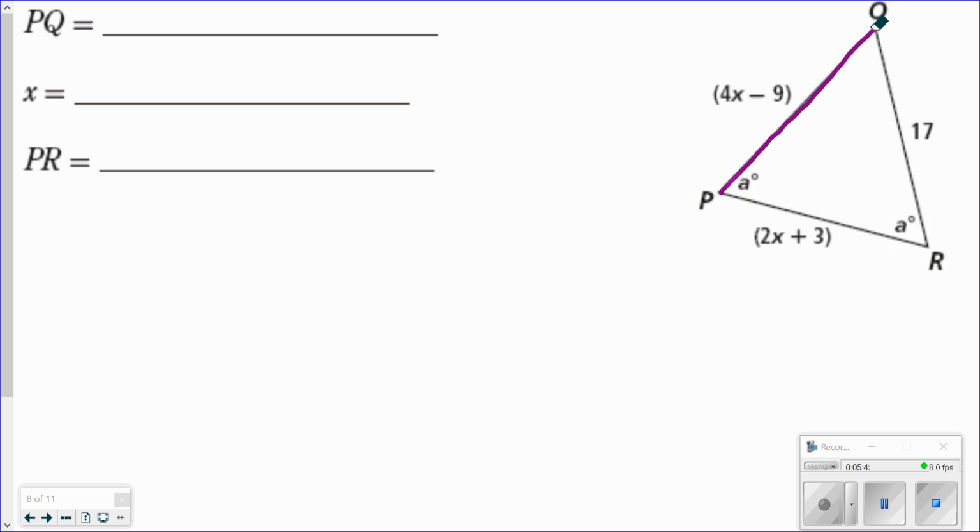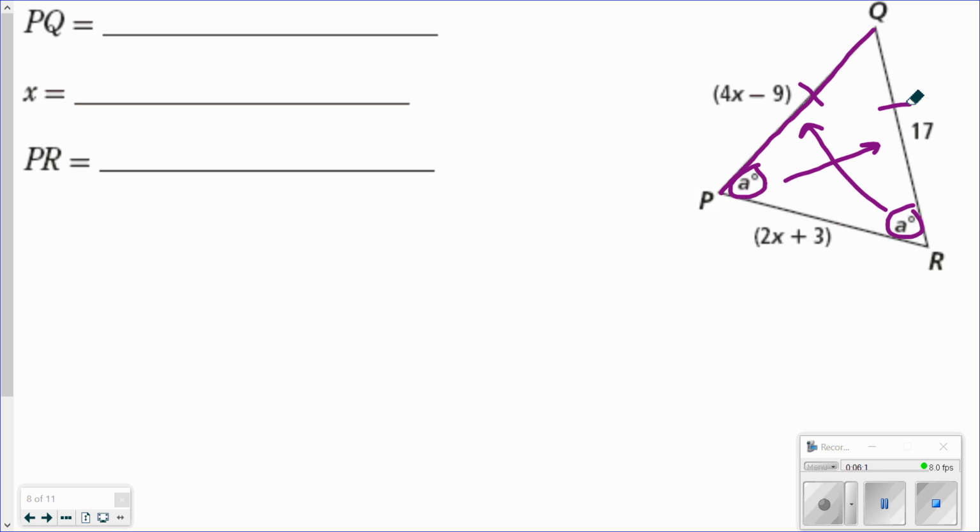But what I do see in my diagram are these two angles, angle A, angle A. They are congruent. So that means I need to figure out where my legs are at. Remember, the legs are opposite of our base angles. So that means that this segment is congruent to this segment. Now that I know this, I can solve for X and find PQ.